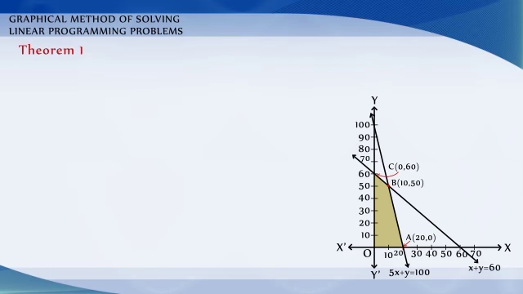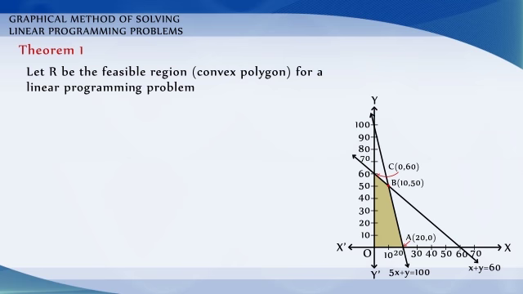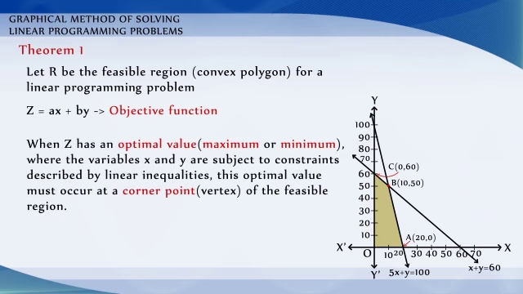Theorem 1. Let R be the feasible region for a linear programming problem, and let Z = ax + by be the objective function. When Z has an optimal value, that is maximum or minimum, where the variables x and y are subject to constraints described by linear inequalities, this optimal value must occur at a corner point of the feasible region.